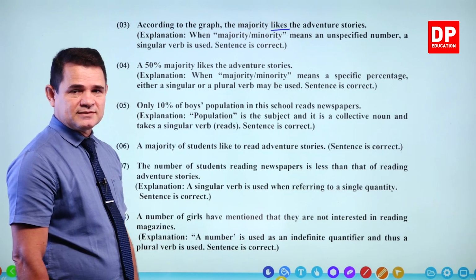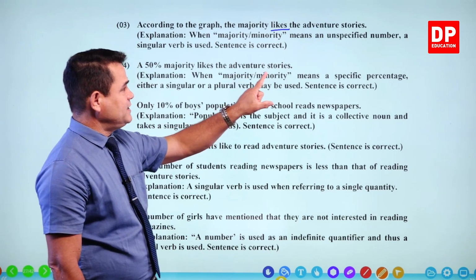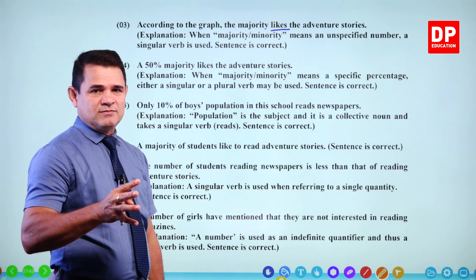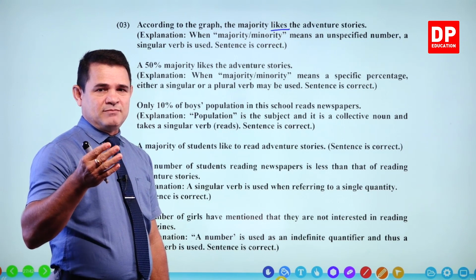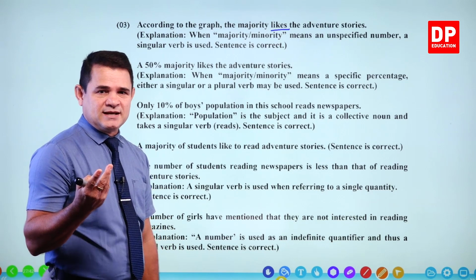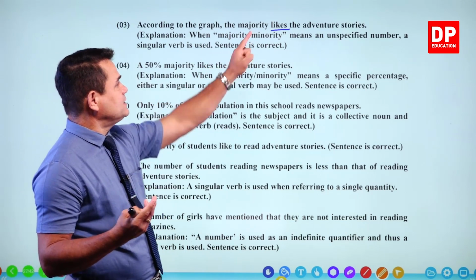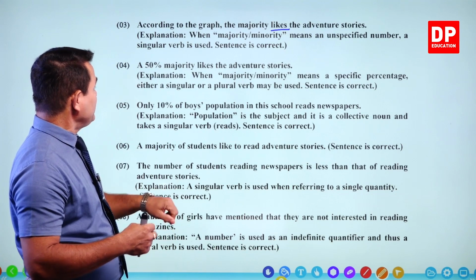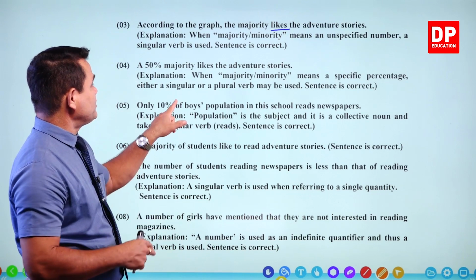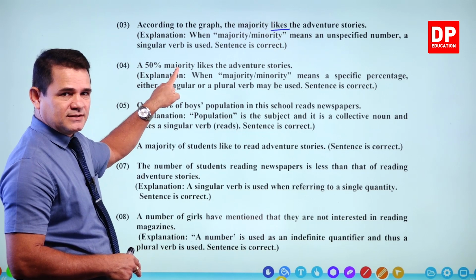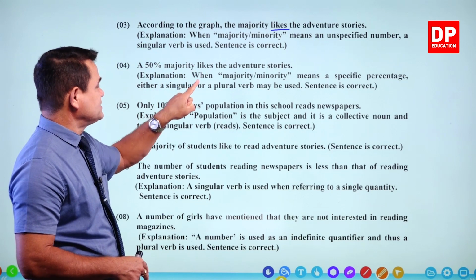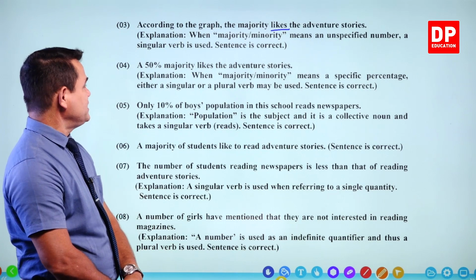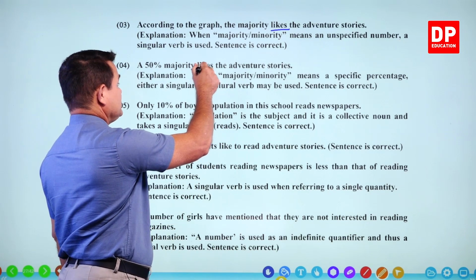Majority likes. That is an unspecified number. Majority, we don't know the exact number. බහුතරය කිව්වම් it can be 10 or 15 or we don't know the exact number. ඒ වගේ වෙලාවට we can use them in singular form. Next one. A 50% majority likes the adventure stories. Now here also see, the verb is in singular form.